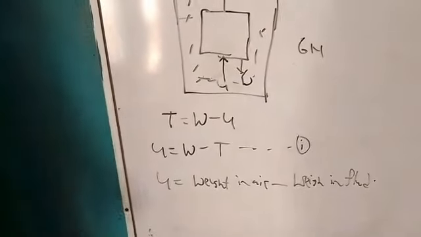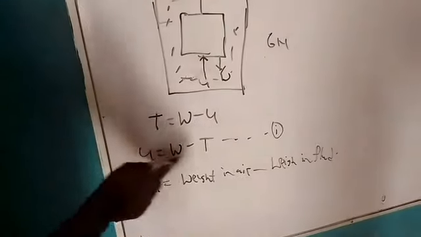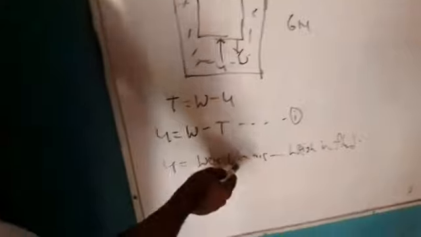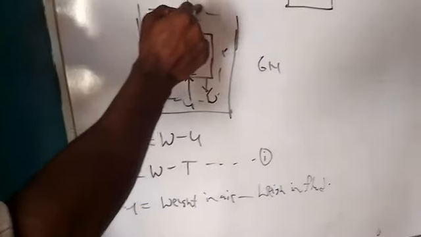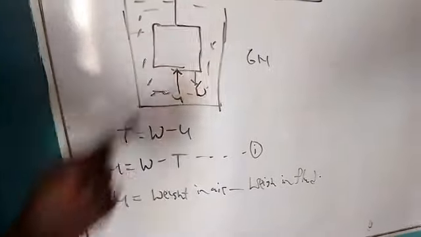So there are two ways of getting upthrust. The first way, you say weight minus tension, or you say weight in air minus weight in liquid. Don't forget that the weight in liquid is the tension on this rope that we have here.